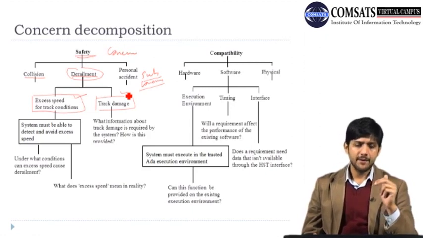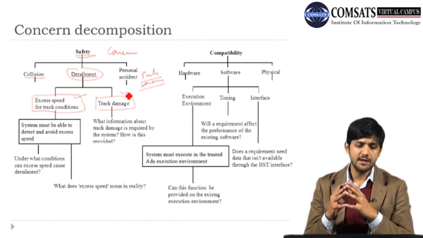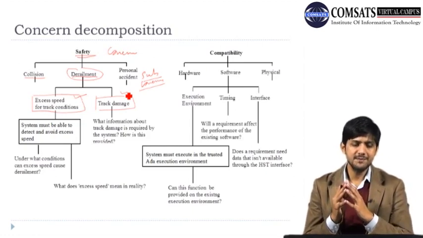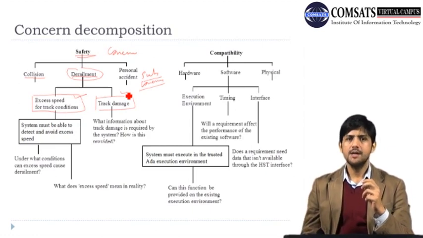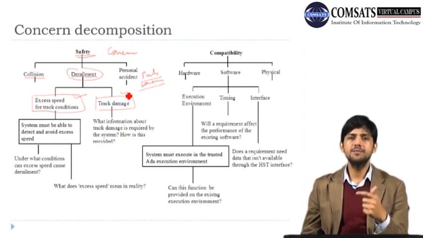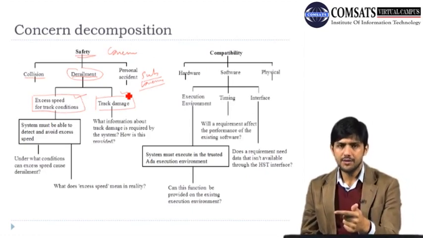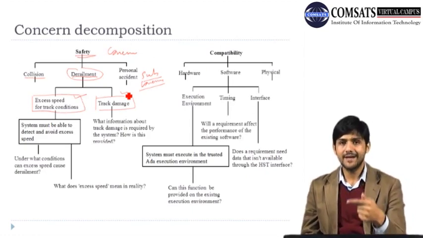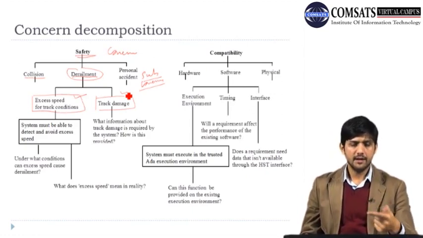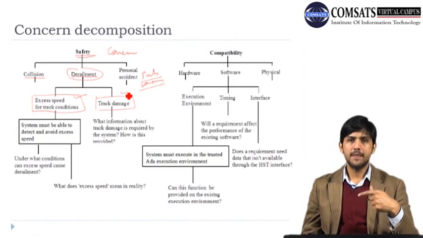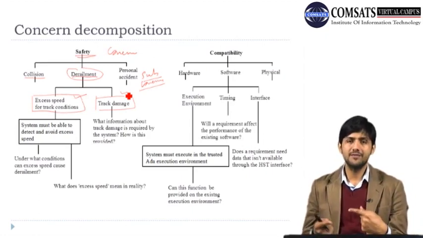So let's say, in relation to the excess speeding or overspeeding, we say that the system must be able to detect and avoid excess speed. For example, our system should be able to detect that the track conditions are not good, and reduce the speed automatically. And the question then becomes, and that is how we actually try to figure out and quantify them.